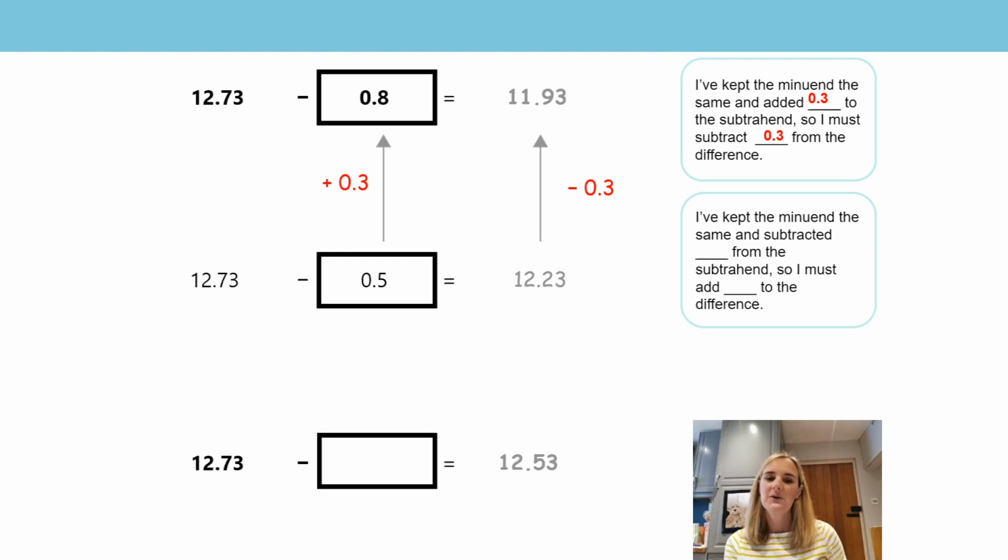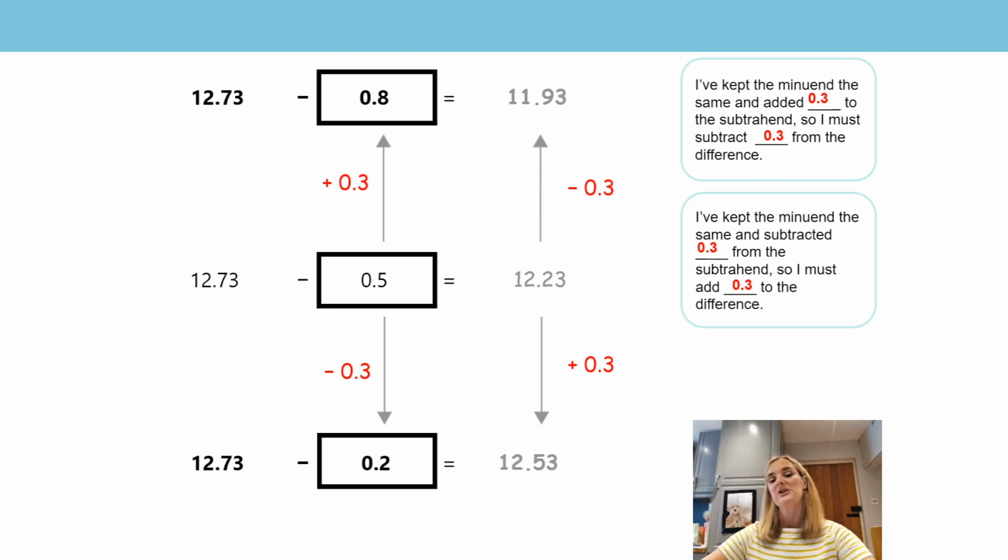Okay, so this time, what's happened to our difference? It's increased by 0.3, so we've added to the difference. So I'm going to use the bottom of my stem sentences. So I've added 0.3 to the difference. So what must I do to the subtrahend? Subtract 0.3, because don't forget those minuends are the same, and that's really important. So I've kept the minuend the same and subtracted 0.3 from the subtrahend. So I must add 0.3 to the difference. So therefore, to make that change, we need to look at those subtrahends and subtract 0.3. So 0.5 subtract 0.3 is, that's right, 0.2. So my new calculation in this pattern is 12.73 subtract 0.2 equals 12.53.